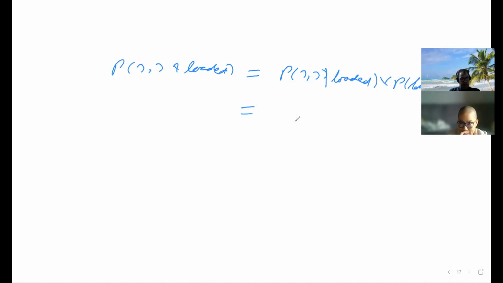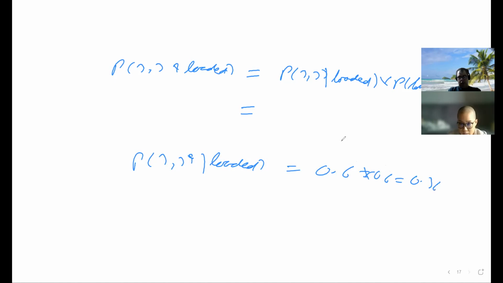Is this P3 or PL? But I know it has to be 0.6, no? See, 0.6 by 0.6. What will be the answer of P33 line loaded? I think it's 0.6 by 0.6. Yeah, so it's 0.36, right? Yeah. So 0.36, or what is P loaded?